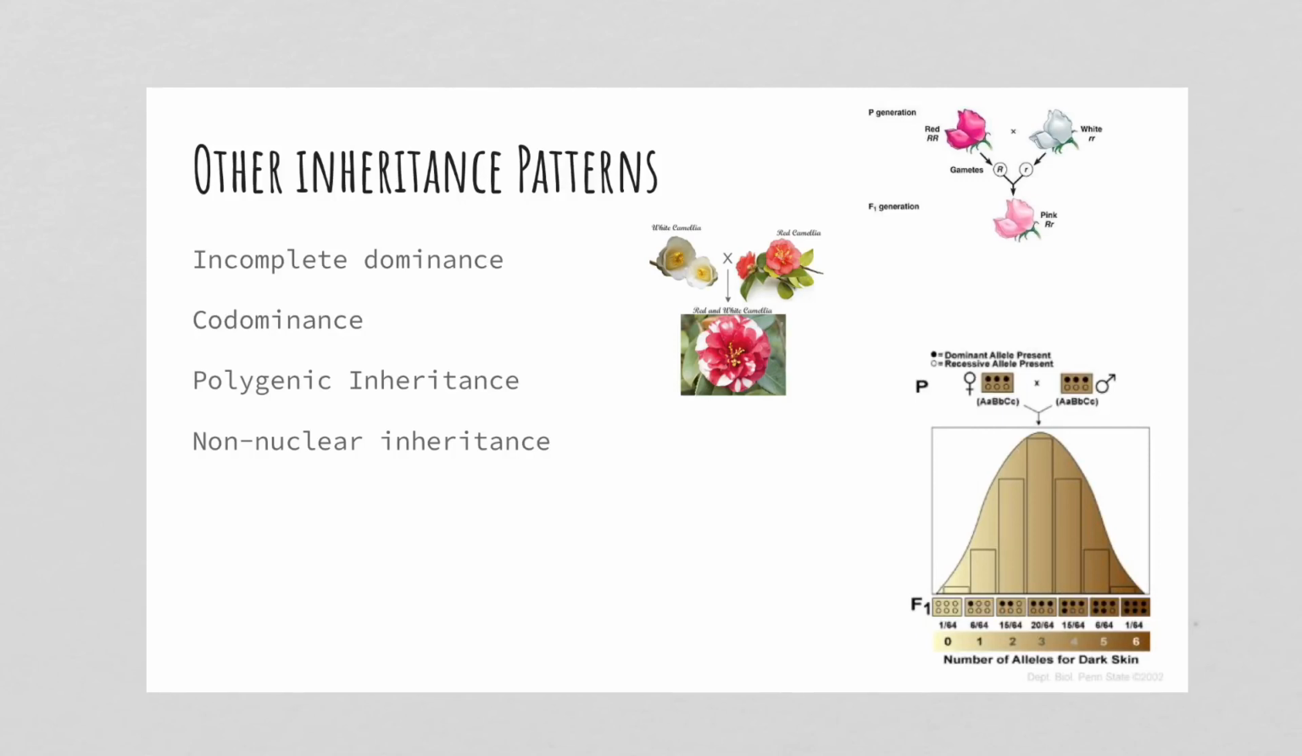And another thing that we can see is something called polygenic inheritance. Again, poly means many, genic means genes. There are some traits that are influenced by many genes, and they don't give you a distinct red or white. Here's an example of skin color.